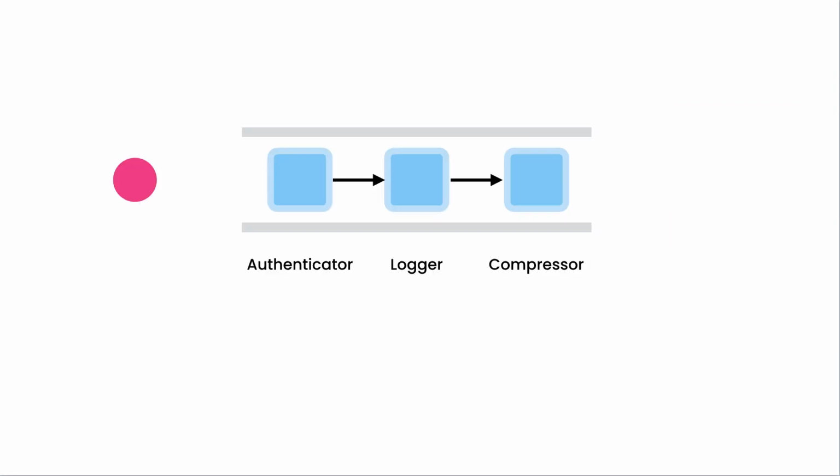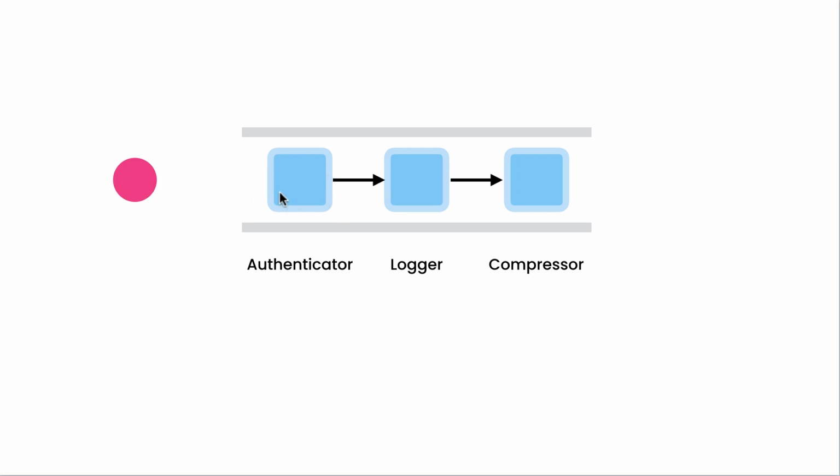So what we really need is a processing pipeline. We can have a pipeline or a chain of objects. In this pipeline, we can have 3 objects like our authenticator, our logger, and our compressor. As you can see, each object only knows about the next object in the chain. And here's our request. We can send our request to this pipeline.